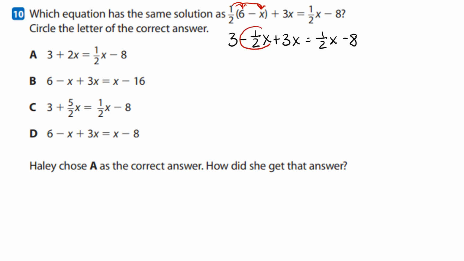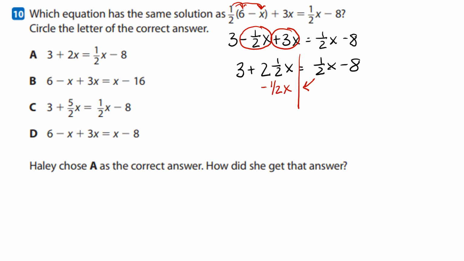Combine the like terms, the negative 1/2x plus the 3x. Negative 1/2 plus 3 is going to give us a positive 2.5. Keep that x variable the same. We go ahead and combine our like terms again. The 2.5x and the 1/2x are on opposite sides, so we do the opposite of 1/2. We do a minus 1/2. 2.5 minus 1/2 is 2, so that gives us 2x.